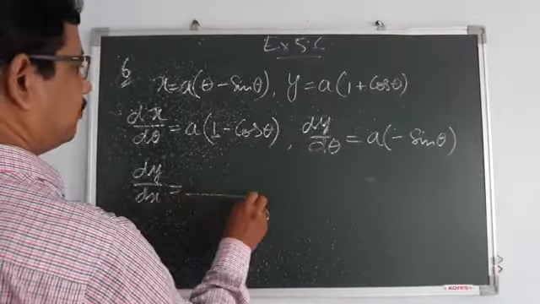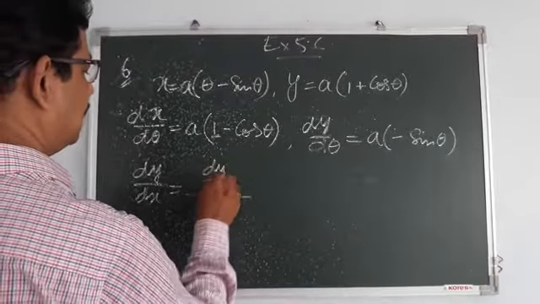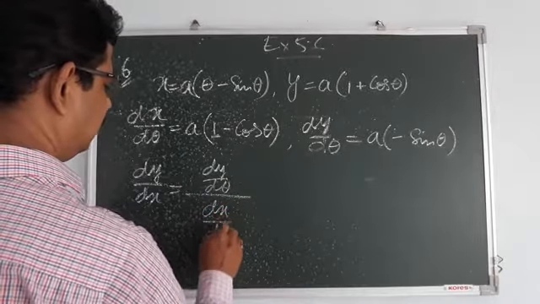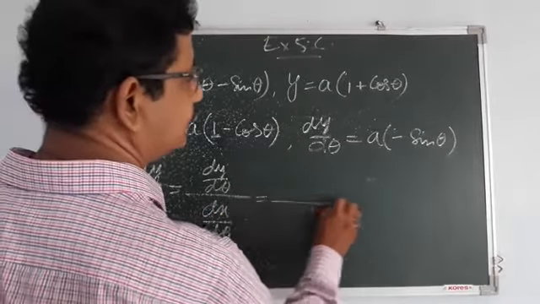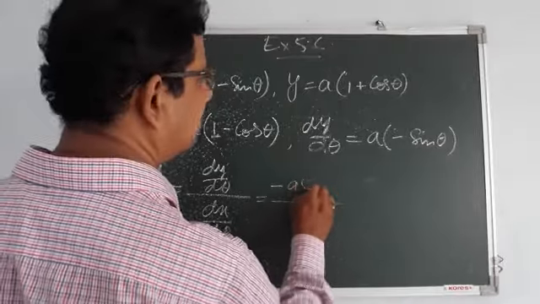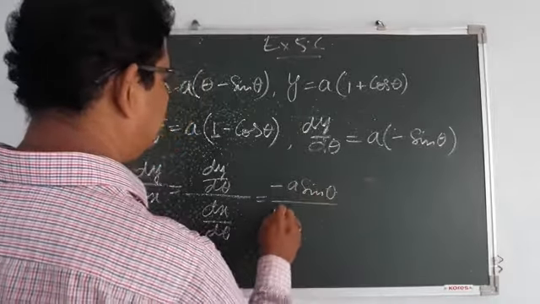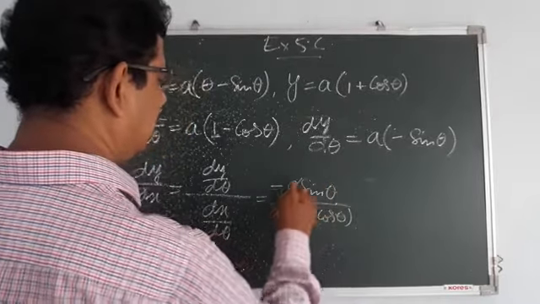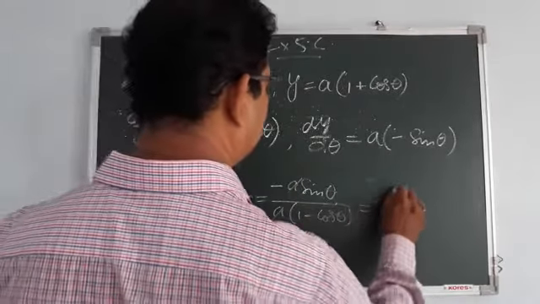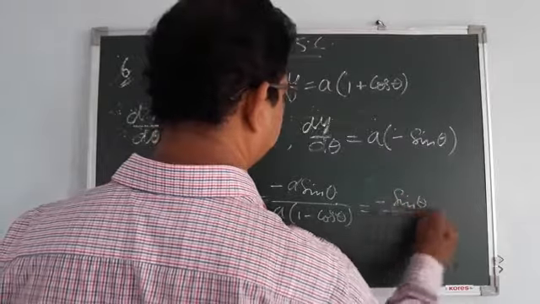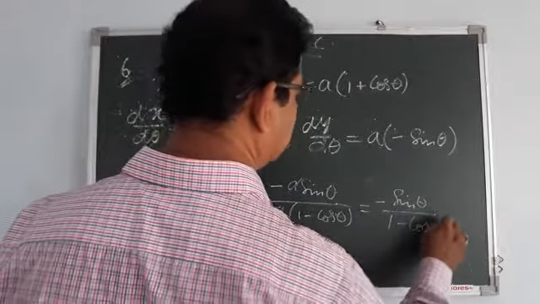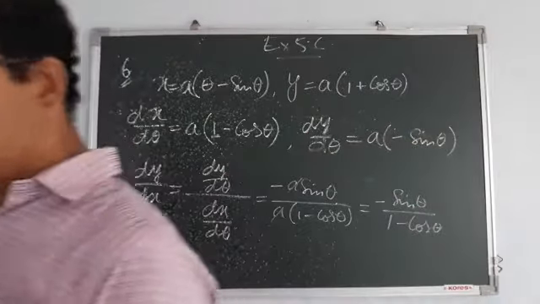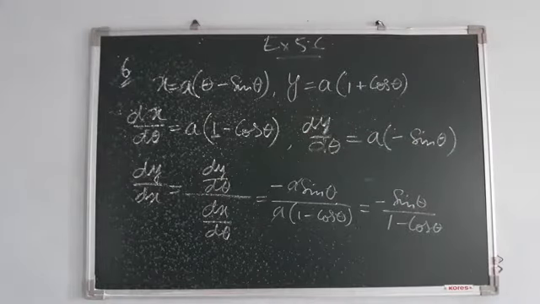So dy dx is dy d theta by dx d theta. It is minus a sin theta by a times 1 minus cos theta. A cancels, we get only minus sin theta by 1 minus cos theta. Simple it is, I think it is easier than the earlier one also. Now we will move to question number 7.